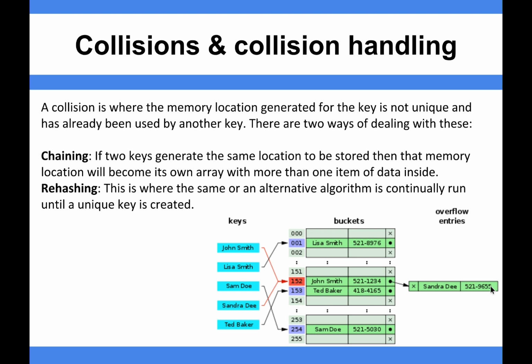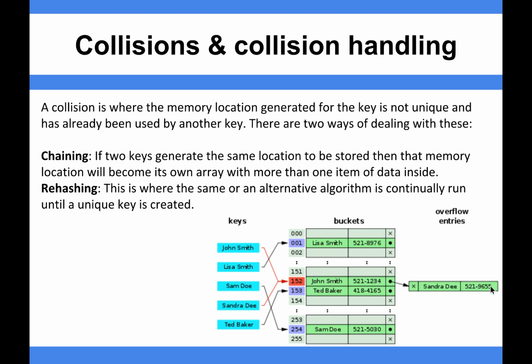So chaining is if two keys generate the same location, then that memory location will become its own array with more than one item of data inside. So it'd either be an array or it'd have a pointer that points to another memory location, and you'd chain them on, you'd link them together so that the memory location could store essentially more than one value. Okay, that's okay. Obviously, for that memory location, you get to that point, and if there's more than one data in, you then need to run a search algorithm through that data until you find the piece of data you're looking for, which isn't ideal.